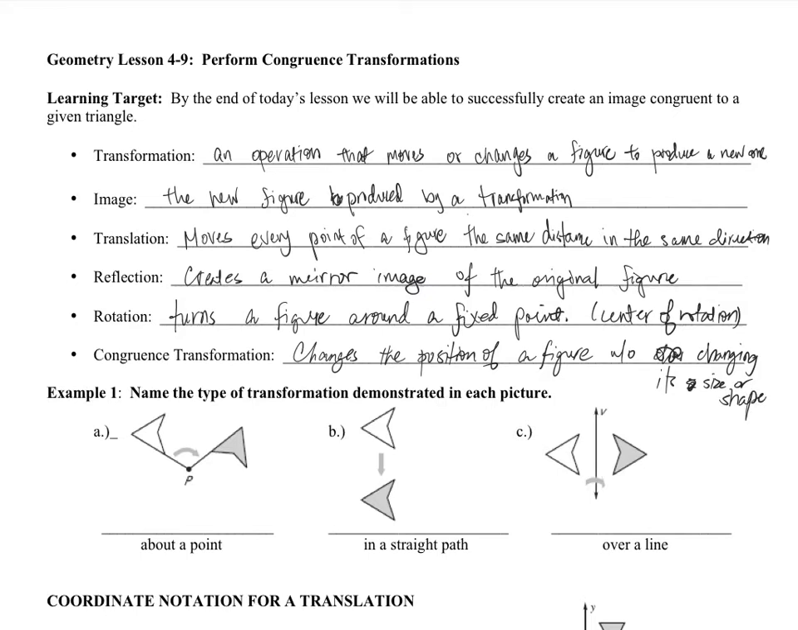So let's look at example 1. Name the type of transformation demonstrated in each picture. If an image is rotated about a fixed point, then we call that rotation. And if an image is slid in a straight path, we call that translation. And if an image is flipped over a line, we call that reflection. So just a quick review.